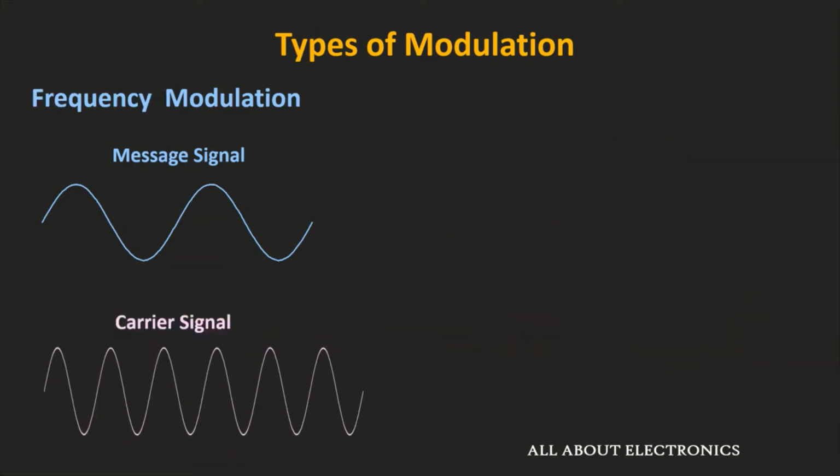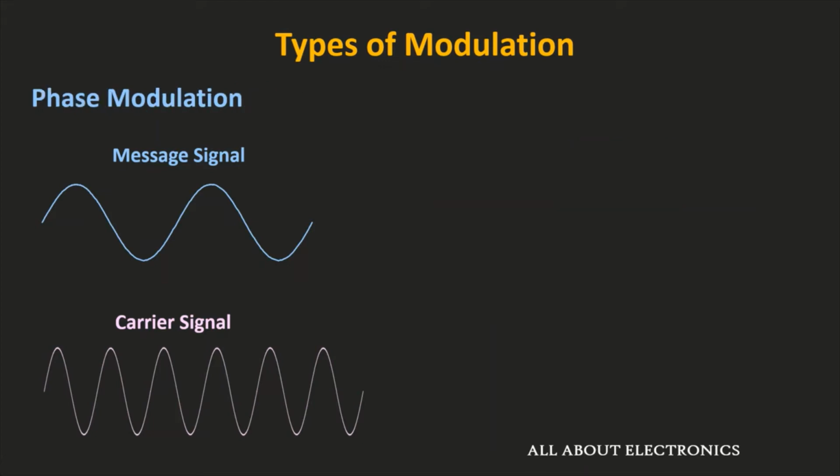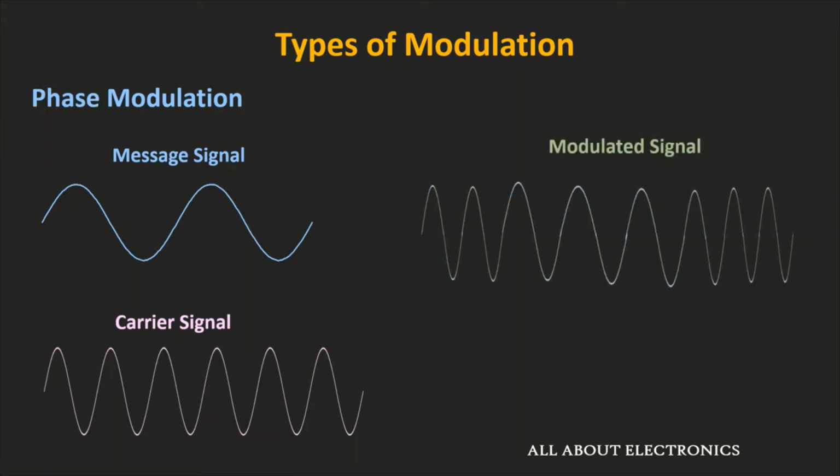Similarly, in case of the frequency modulation, the frequency of the carrier wave changes according to the message signal. So with the increase in the amplitude of the message signal, the frequency of the modulated signal will also increase. Similarly, with the reduction in the amplitude, the frequency of the modulated signal will also reduce. And similarly, in case of the phase modulation, the phase of the modulated signal changes according to the message signal. So in the upcoming videos, we will talk about all these different modulation techniques in detail.